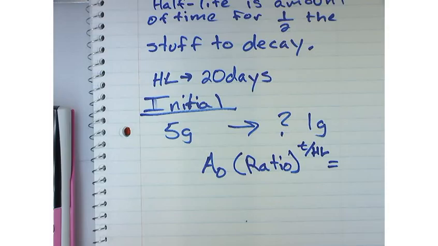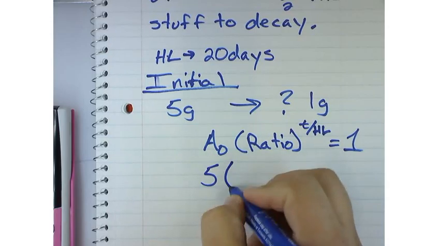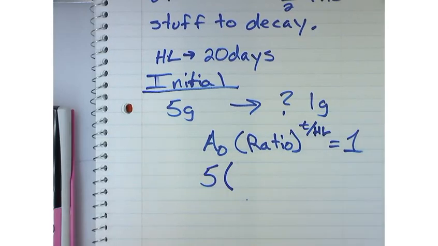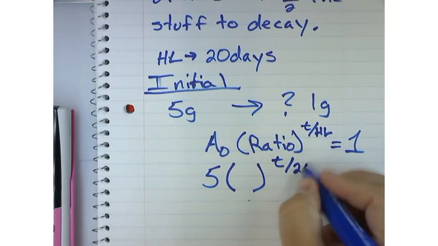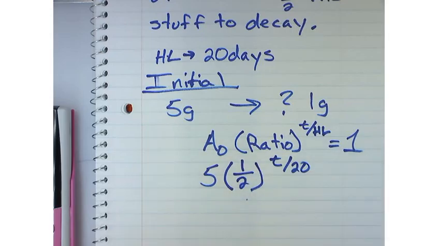Now what are we looking for? We're actually looking for 1. Okay? So now let's fill in the blank. What is the initial amount that we're starting with? 5. What is our ratio? 1/2, right? Because we're given in terms of 1/2. So every 20 days, we're going to have 1/2. And then the t divided by 20 is the amount of time in days, right? All right. And then we got to set that equal to 1.